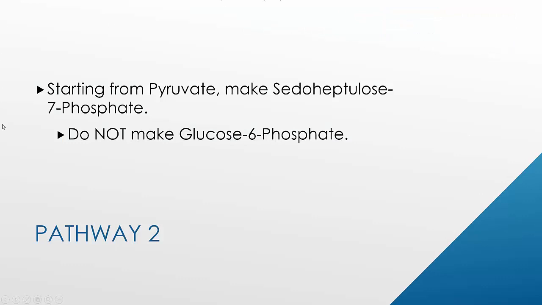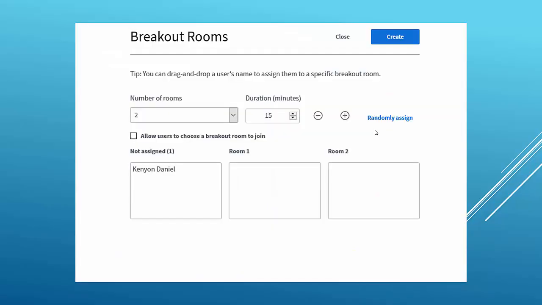So to give you an example of what I might do for a challenge, this is one of them. So I might present this to the students. I'll say, okay, starting from pyruvate, use enzyme substrates and other side materials to make sedoheptulose 7-phosphate, but put on a restriction of do not make glucose 6-phosphate in the process. And so then I would create my breakout rooms, assign students, and let it run for 15 minutes.